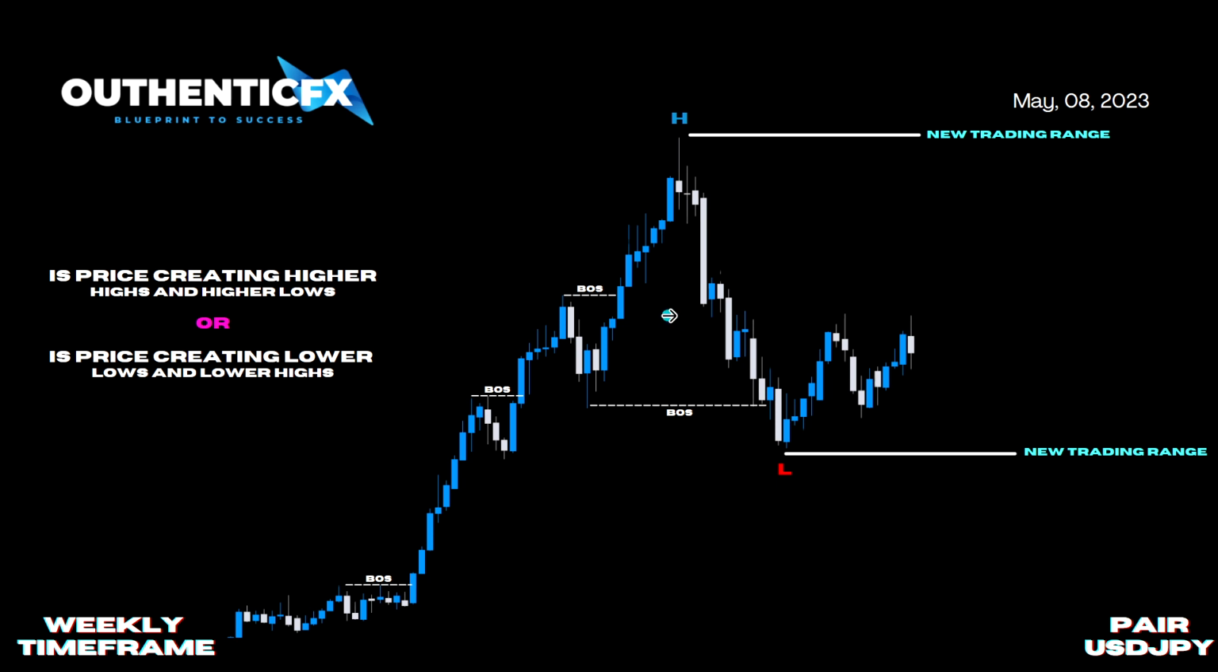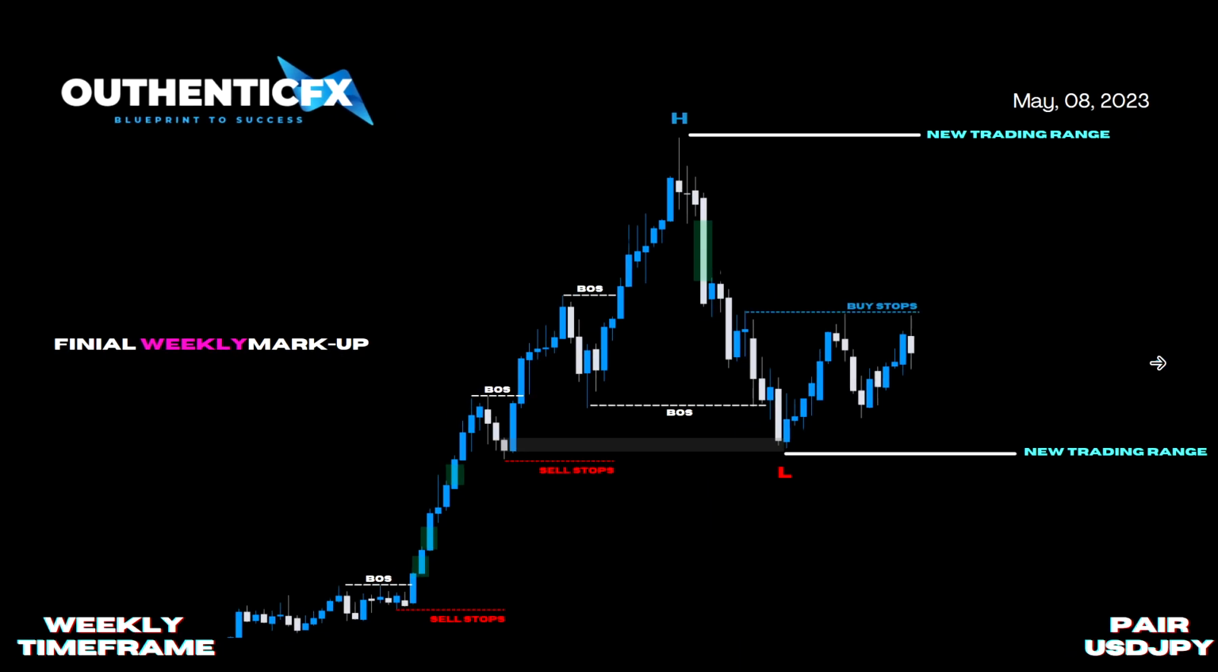So what makes a break of structure? A break of structure is only valid if price breaks the previous structural highs or lows with a full body candle and wick, right? So that is a valid break of structure. That confirms the new high or low, right? Once we have all these components, we need to put a final markup together. So this is how your charts will look once you've put everything together.